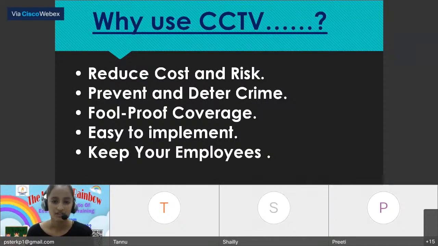So why do we use CCTV? We use CCTV to reduce cost and risk. Now, what do we mean by reduce cost? For safety, if we hire a safety guard, he will charge a monthly income. Whereas if in place of safety guards we use CCTV, it will just have a one-time fixed cost and it will not have a monthly cost. Okay. Then prevent and deter crime, foolproof coverage, easy to implement, keep your employees.